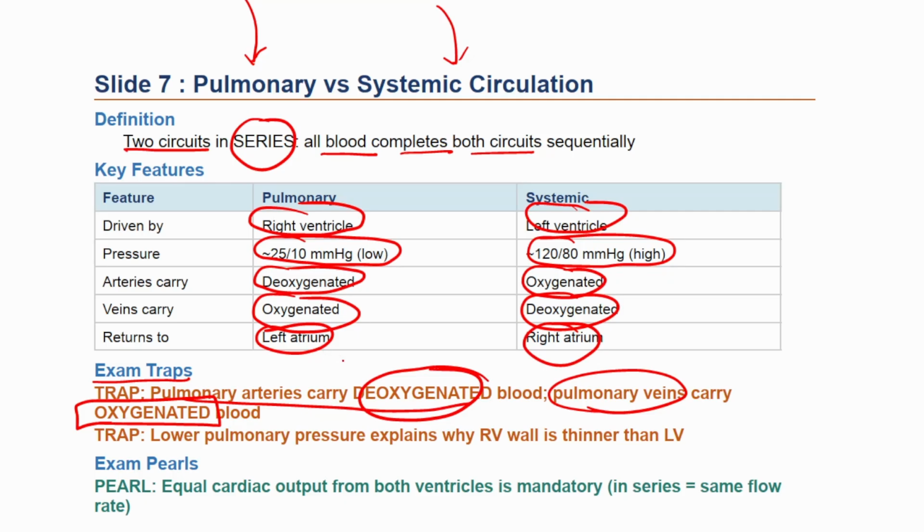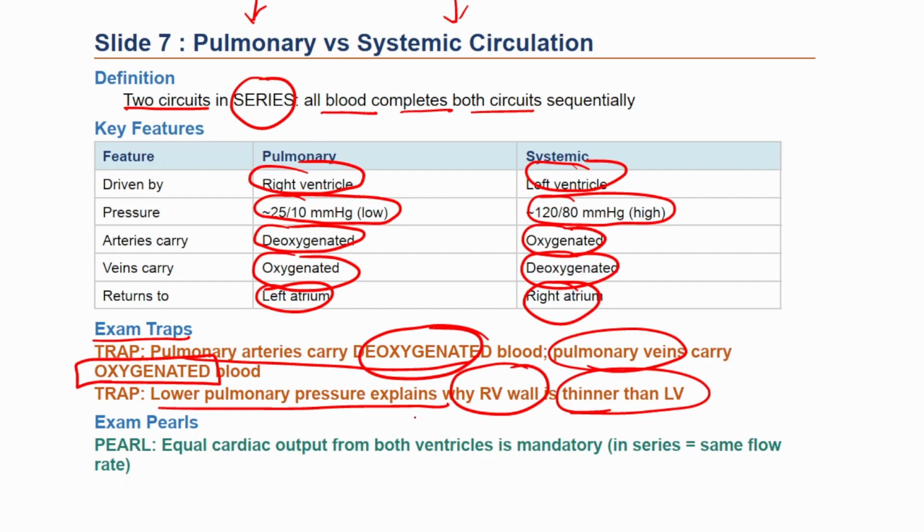Another frequent trap relates the pressure differences of the circuits directly back to cardiac histology. Examiners will ask you to identify the mechanical reason behind the structural asymmetry of the ventricular walls. Remember the trap. It is the lower pulmonary pressure requirement of 25 by 10 mm of mercury that perfectly explains why the right ventricular wall is significantly thinner than the left ventricular wall, which must fight high systemic resistance.